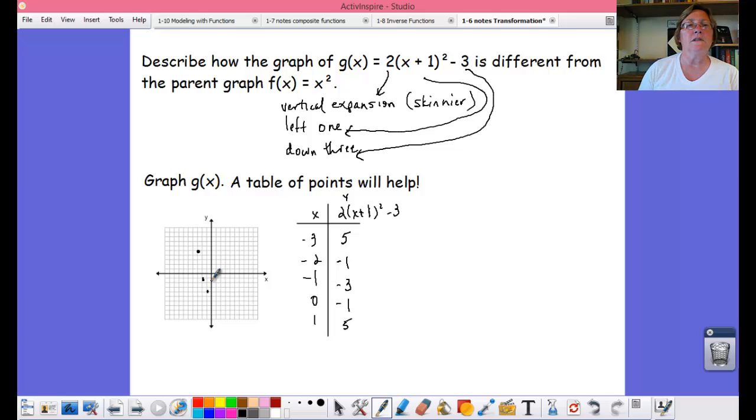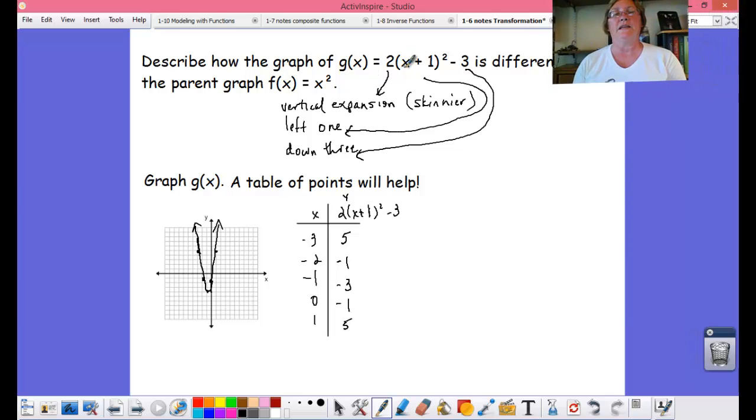And then we have some symmetry going on. At 0, we're back to -1. At 1, we're up to 5. And you will see, folks, that we have a much more skinny version of our parabola. This thing is growing faster because of that vertical expansion.